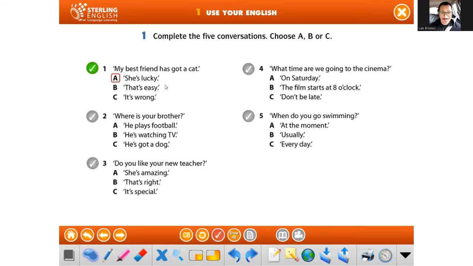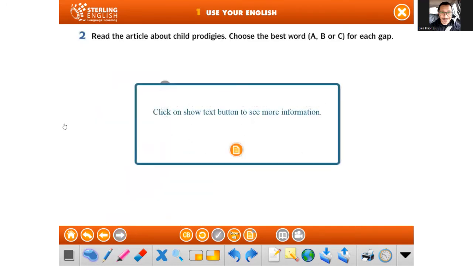And that's because it suits best to the context of the sentence. You have to do the same with all the other activities, all right? Now let's go to the next one. That's number 2. It says, read the article about child prodigies.